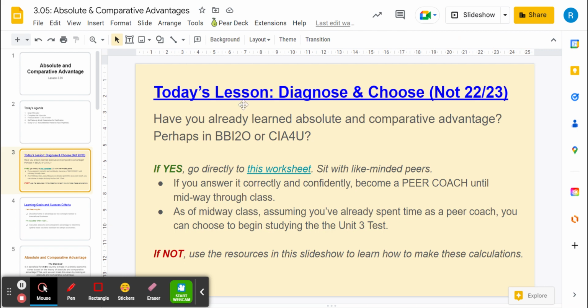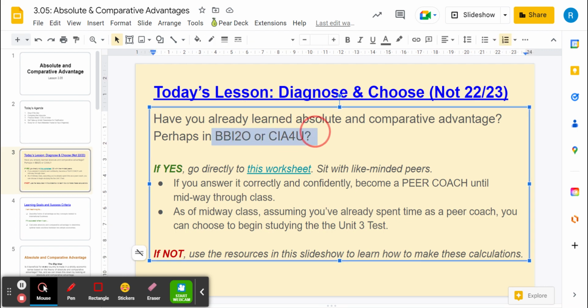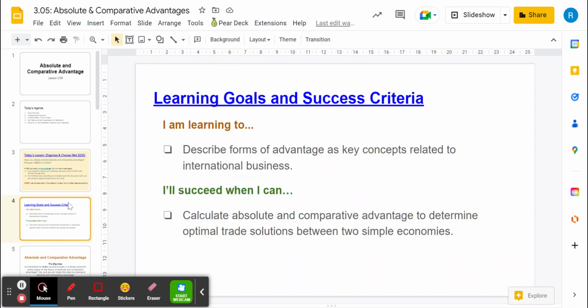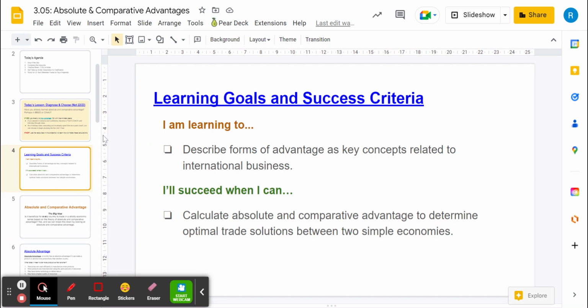I left this yellow slide in just because I wanted to make this point about BBI or CIA. If you've taken Intro to Business or Economics, then you've done this before. Okay, so don't worry about any of this, but just keep that in mind today. This should be familiar to many of you, but don't worry if it's not. Okay, so let's jump in.